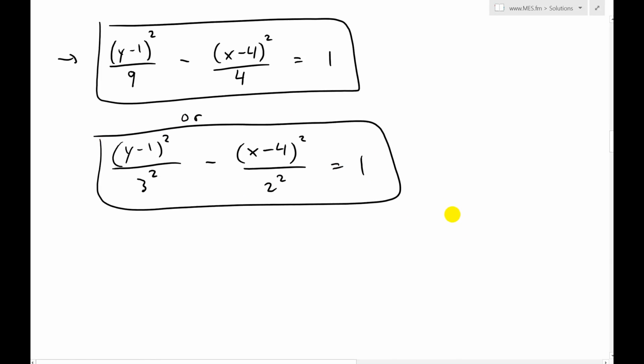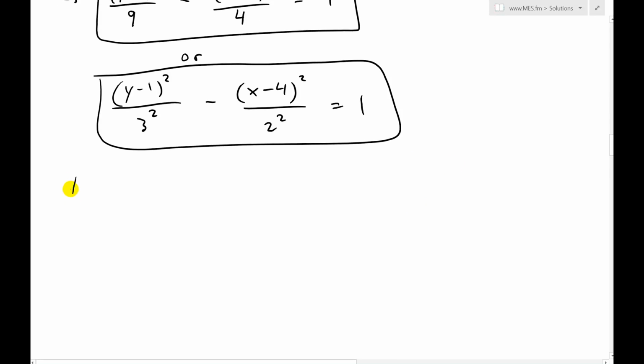And this is a hyperbola. Amazing. And that's because we have a subtraction over there. If we add, it becomes an ellipse, but if we're subtracting like this, it's a hyperbola. And this is actually a vertical hyperbola, because y is the positive one and this one's negative.